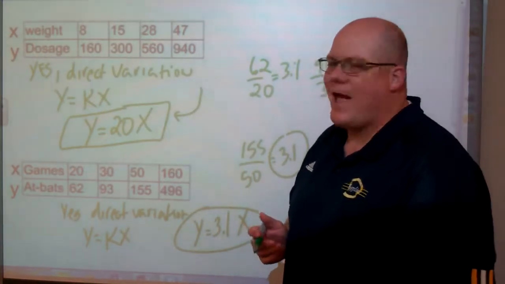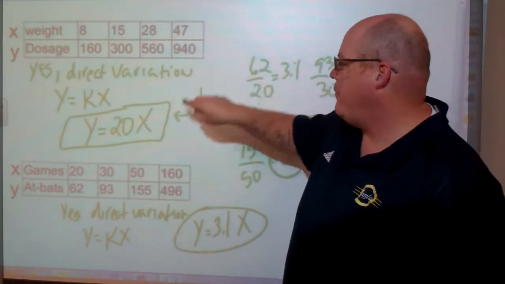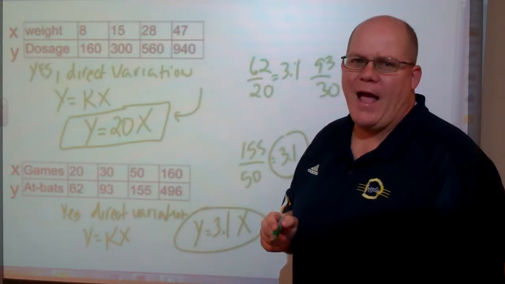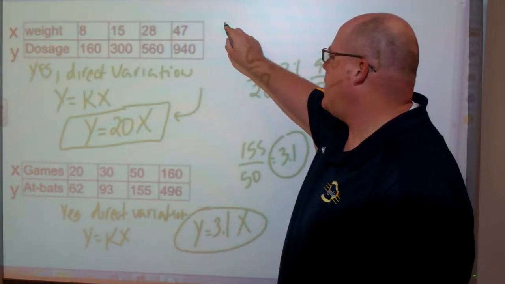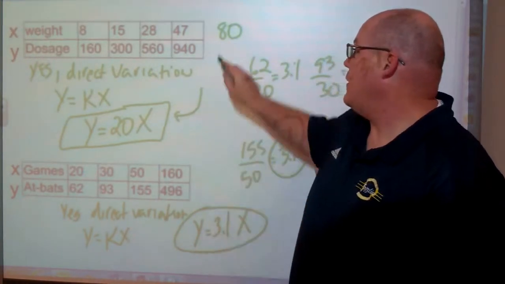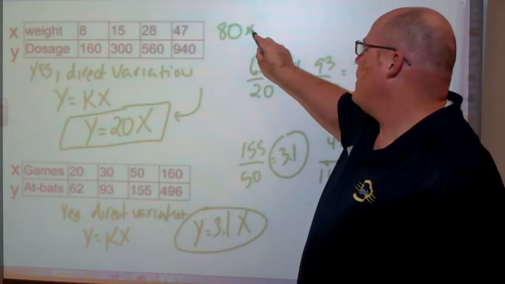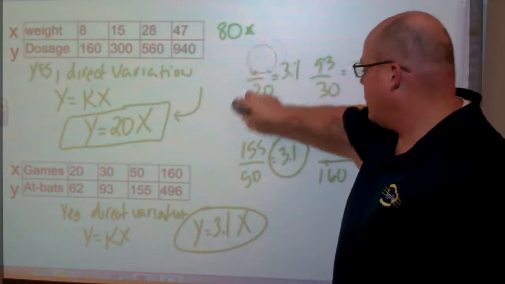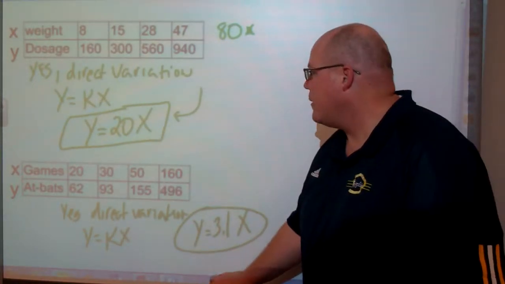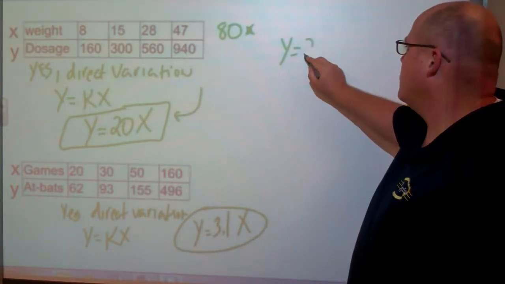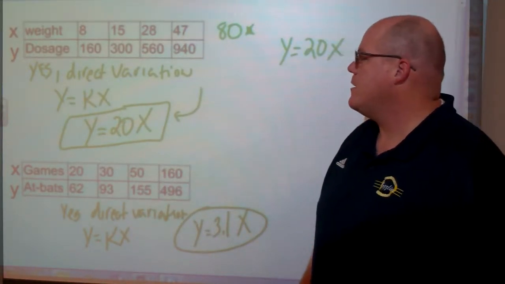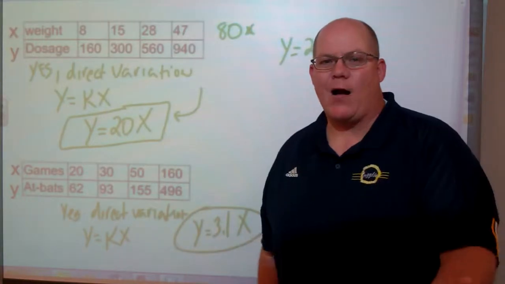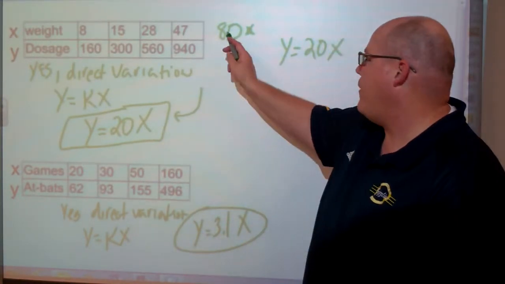Let's say they asked you on this problem, after you found your equation, what dosage would we give to somebody that had a weight of, let's say, 80? That would be our x value, right? 80 represents our x. How would we do that? I'm going to take my equation, y equals 20x, and what it's really asking us is, if the weight is x, then what is the y? X being our input, so what is the output? What is the output if x is 80?